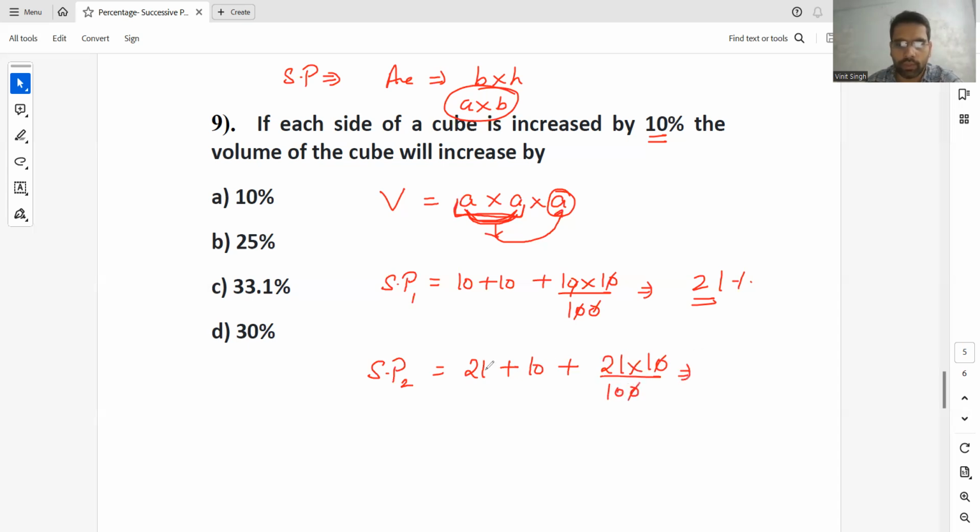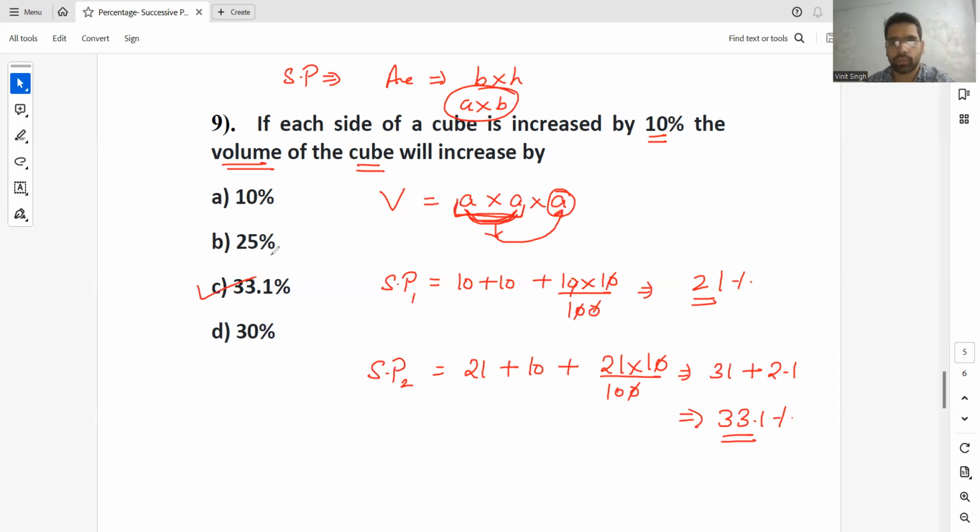So it will become 21 plus 10, 31 plus 2.5, which is equal to 33.1%. So the effective increase in the volume of the cube, the effective increment, is equal to 33.1%.